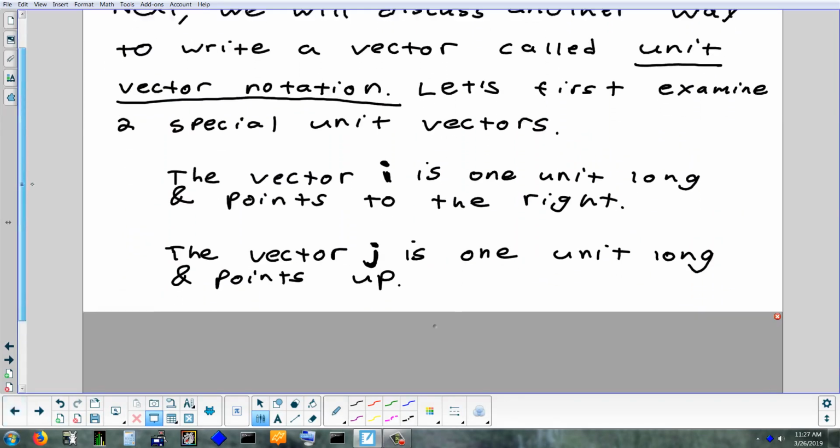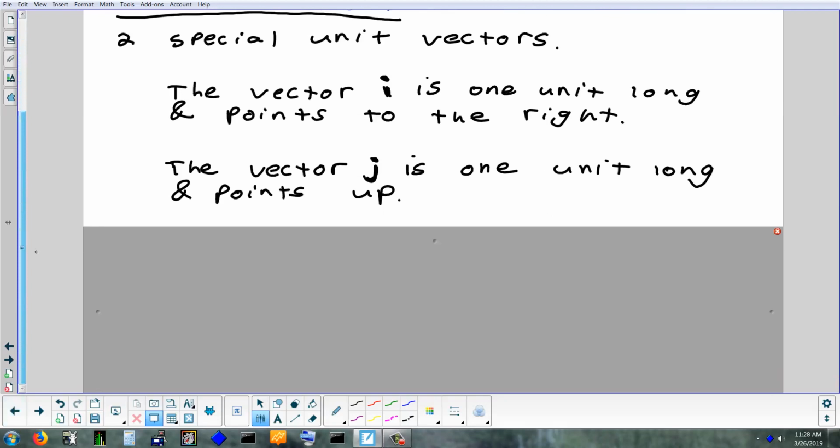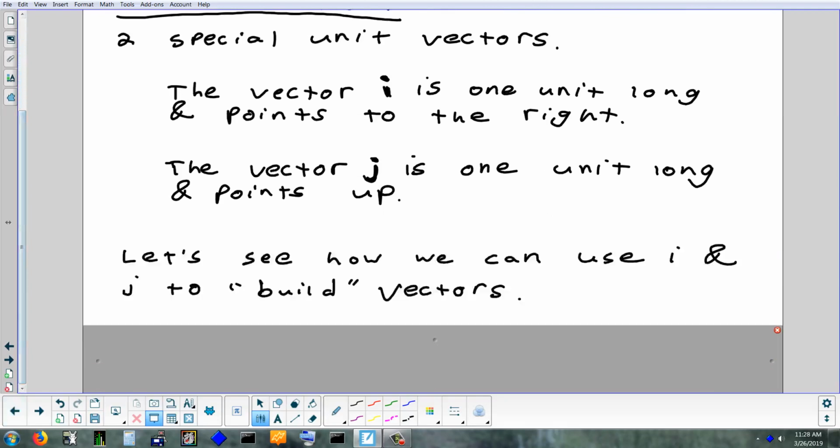Okay, so how are we going to really use i and j to write down vectors? Well, the idea is think of i and j as like Legos or like building blocks. You can stack them together to make a vector. Right, so that's what we're going to do. We're going to stack i's and j's together to build a vector. So this part is a little bit visual. Once I show you how it's visual the first time, we're not going to draw it out again. Okay, just the first time.